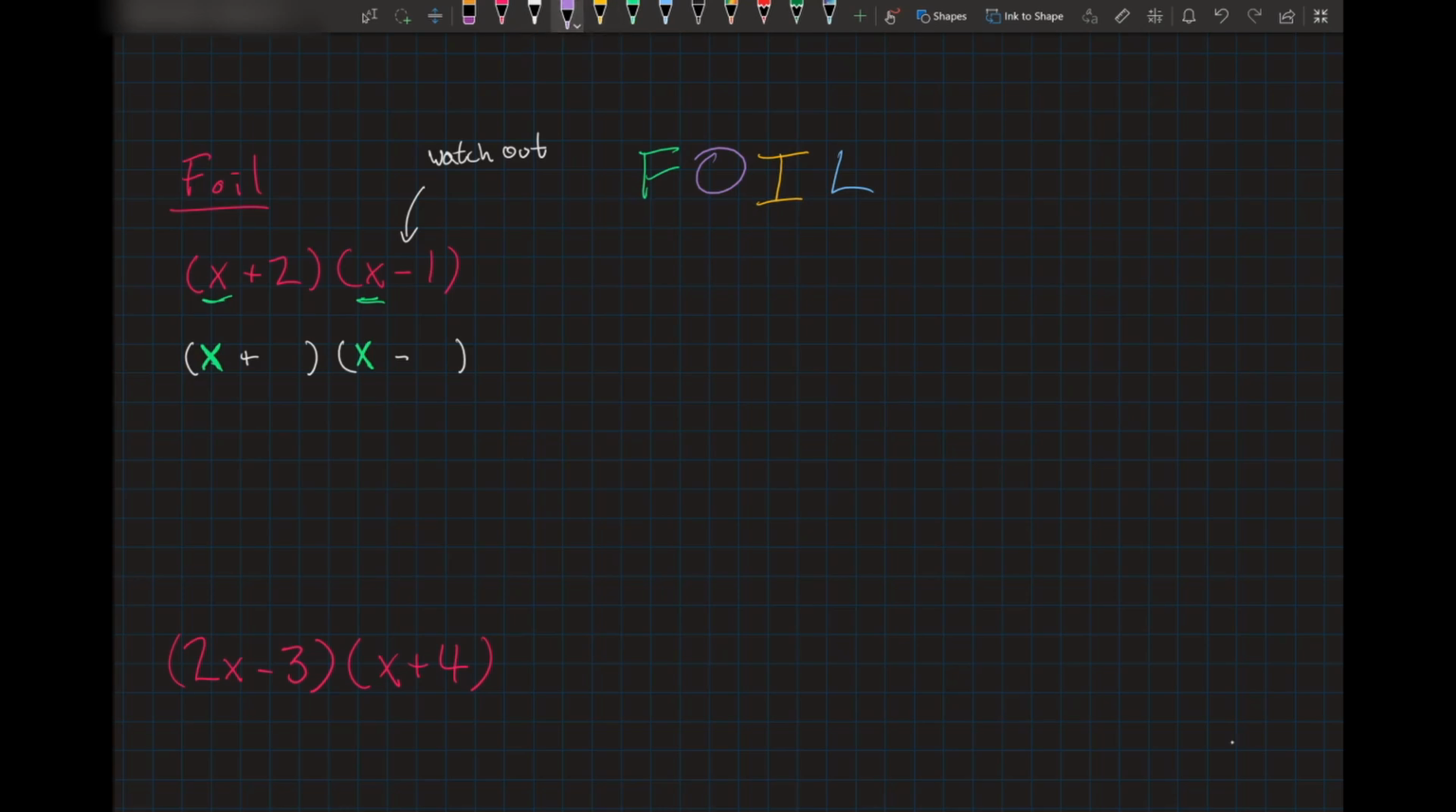Then we multiply the outers together. So the outers are going to be the ones on the outside. So we've got x again. This is why I did this kind of thick. So x, in this case, is an outer. But then we've got 1 as an outer.